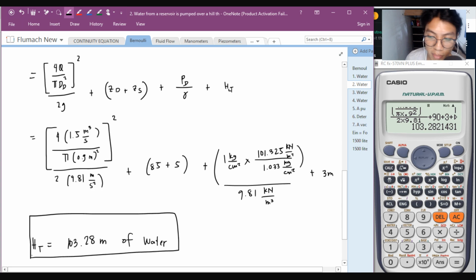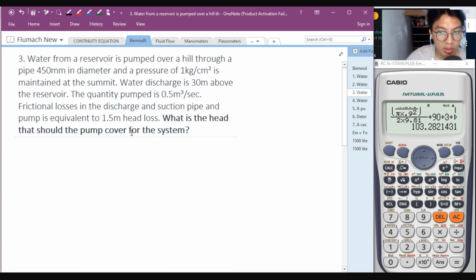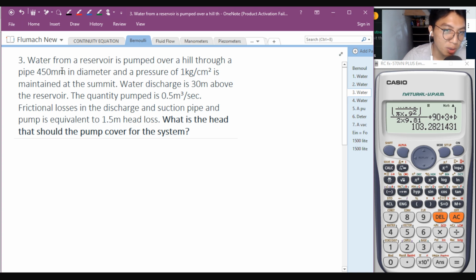For problem number 2. Next problem. Okay. Water from a reservoir is pumped over a hill through a 450 millimeter diameter pipe and the pressure of 1 kilogram per cm squared is maintained at the summit. Water discharge is 30 meters above the reservoir.